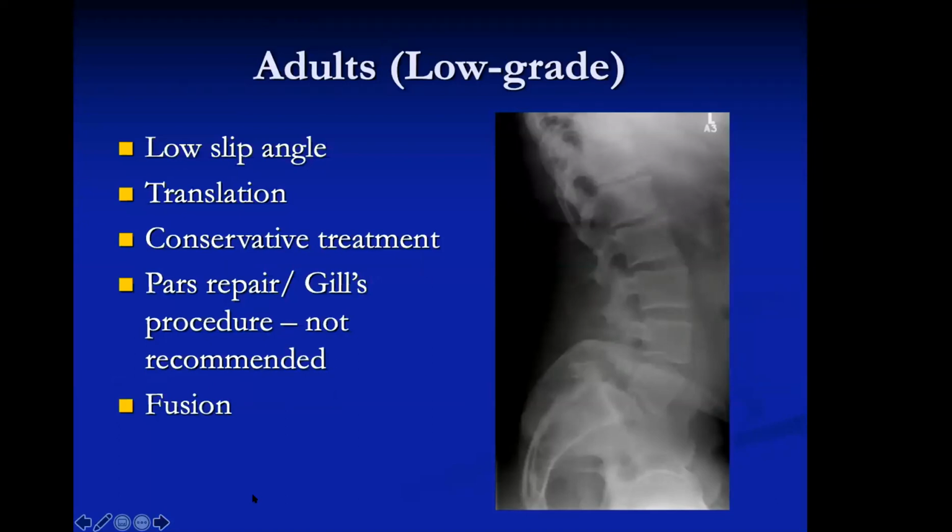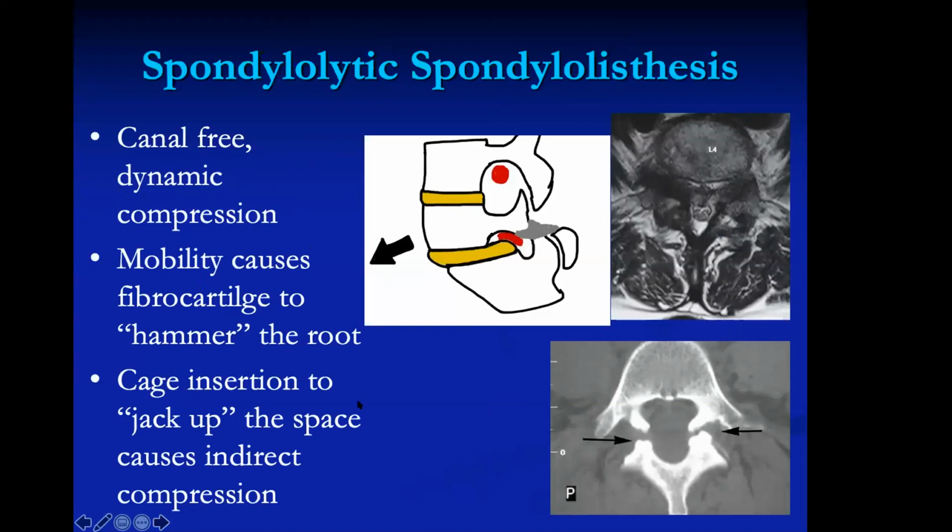So this is a case of low grade listhesis. Low grade is grade 1 or grade 2. If these patients still continue to have back pain, leg pain, etc., you consider fusion. Again, as I was talking about, there is no dynamic compression happening here.